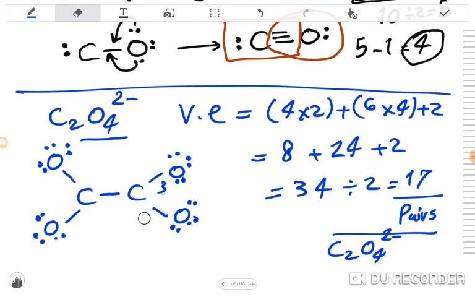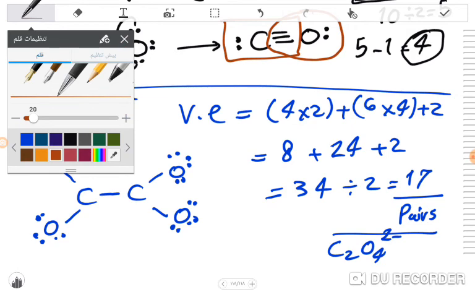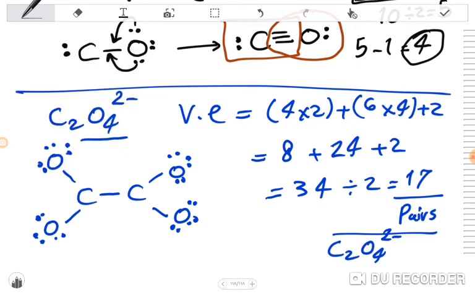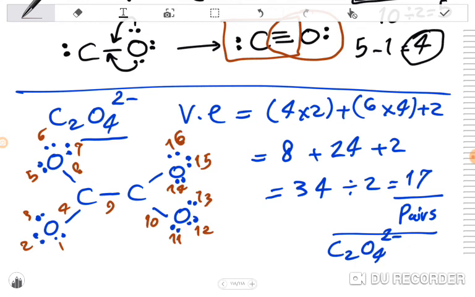Change color. 1, 2, 3, 4, 5, 6, 7, 8, 9, 10, 11, 12, 13, 14, 15, 16, 17. It is 17, but the structure is not correct.